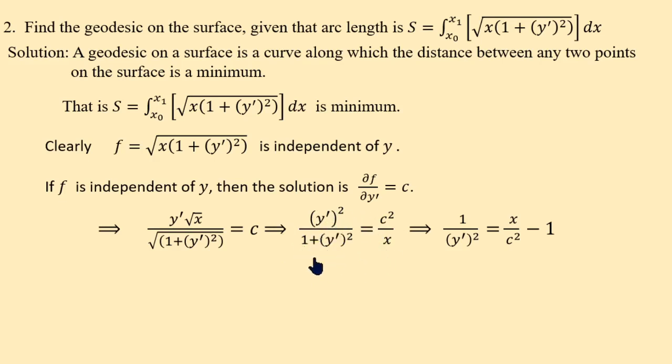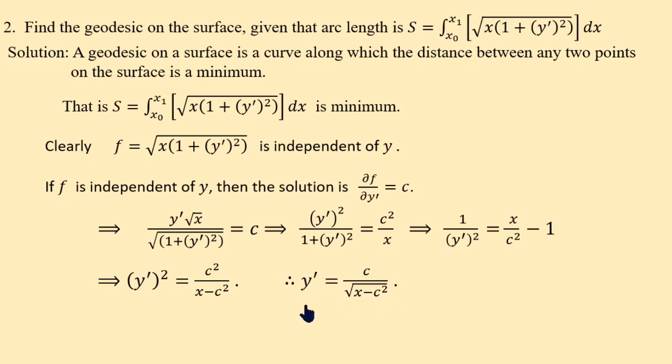1 plus y dash square by y dash square is nothing but 1 by y dash square plus 1. Take it on the right side. So 1 by y dash square is x by c square minus 1, or x minus c square by c square. Again you take the reciprocal. Y dash square becomes c square by x minus c square. First simplify this and take the reciprocal. Then you take the square root. Y dash becomes c by root of x minus c square.